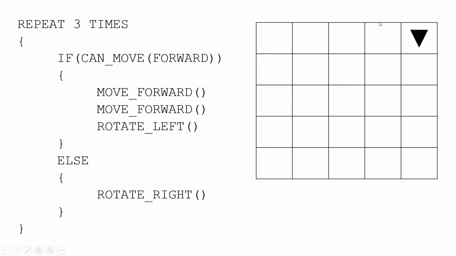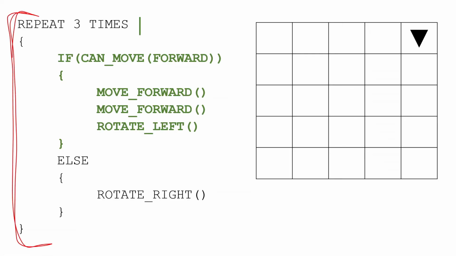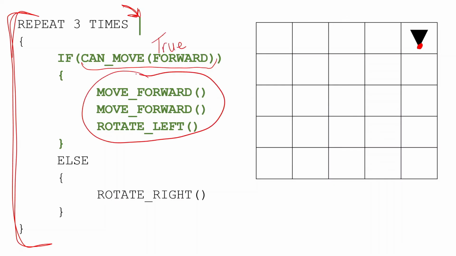Okay. So for this one, repeat 3 times. Everything is in this loop here. Everything. Okay. And I'm going to repeat this 3 times. So you'll see I'm going to keep a little tally here just as a visual. I'm initially facing down and I'm going to ask a question. If can move forward. Okay. So right now, with the direction I'm facing, can I move forward? That is true. Okay. Which is why I'm going to execute these 3 lines of code and I'm going to skip this. Okay, because it evaluates to true.